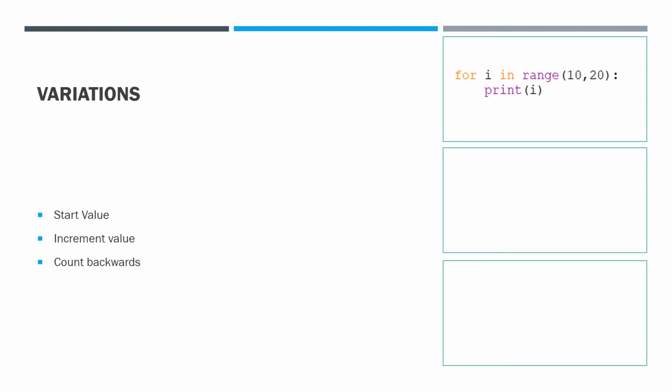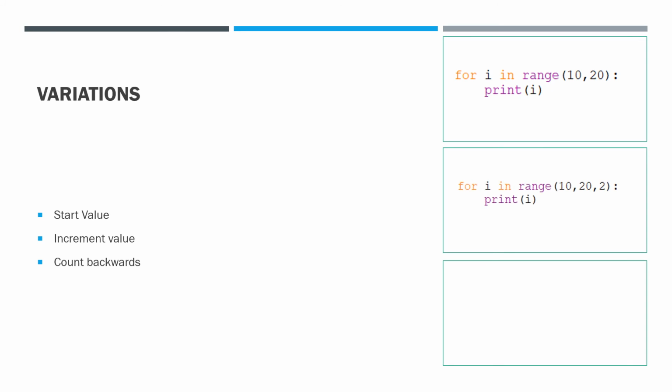There are some variations in how we set the range for a counter-controlled loop. For example, if you look at the code on the right, instead of just setting the stop value for a range, we can set the start value. If we don't set a start value, it defaults to 0. But in this example, I've set a start value of 10, and it will count up from 10 to 19 and then stop, because 20 is the stop value.